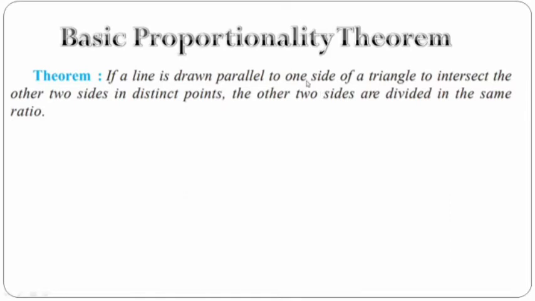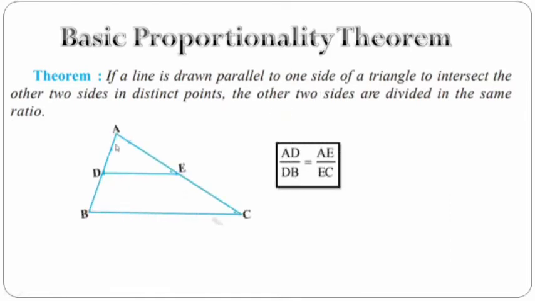Now just reading this statement won't help you. Let's understand this using this diagram. In this triangle I have drawn a parallel line DE, and this DE is parallel to one of the sides, that is BC. See, this line cuts or intersects the other two sides, that is AB and AC, at the points D and E. That means this line cuts AB at D and AC at point E.